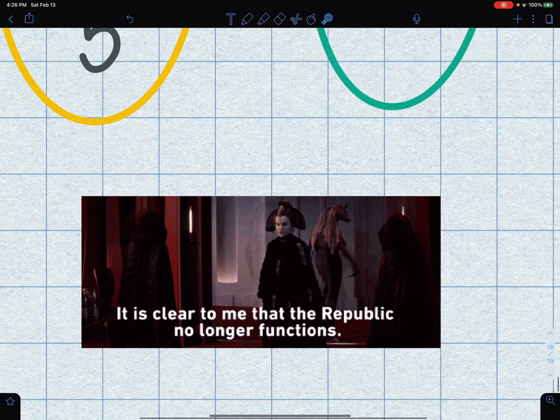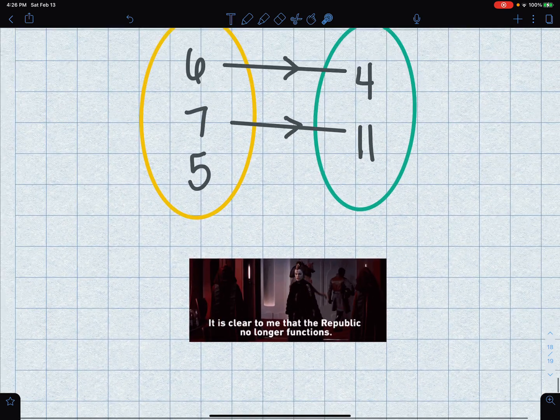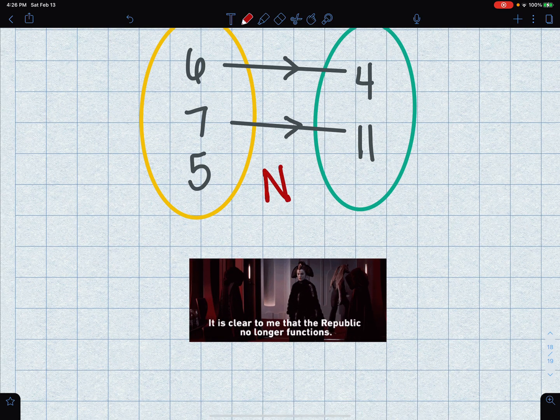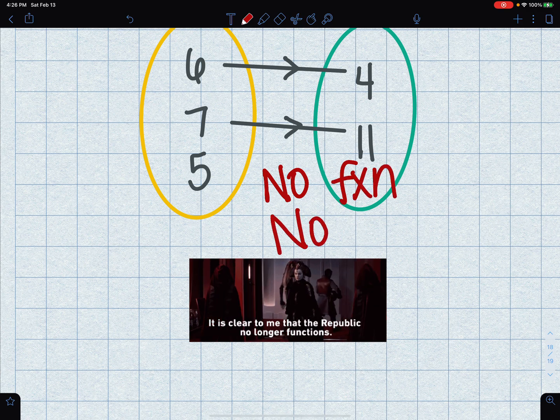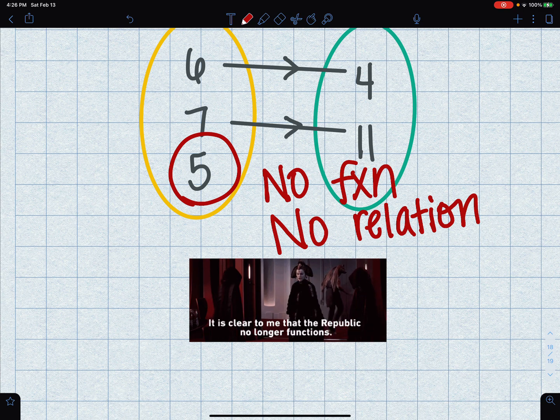So it is clear to me that the republic no longer functions. This is not a function. Is it a relation? No, it's not a relation either, because poor Milhouse is not in a relationship. This is a lonely number 5. There's no relation, no function. It's neither.